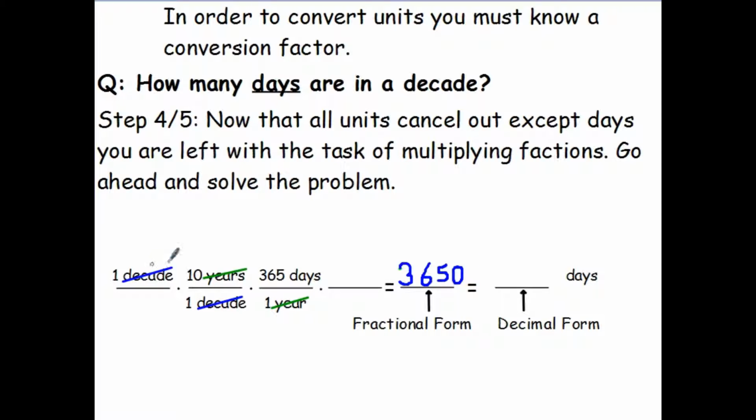So that's the numerator. In the denominator, I have 1 times 1, so that's pretty simple. 1. This will be my fractional form, and it can be reduced just to 3,650. If we had a different number other than 1 on the bottom, we could reduce it there. And then decimal form, if we go ahead and divide, in this case, we're actually not going to get a decimal, but sometimes you will. Let's go ahead and write our answer here as well. So 3,650 days in 1 decade.